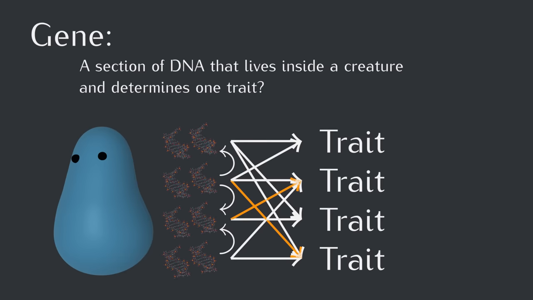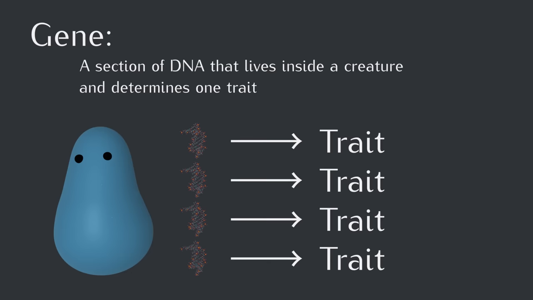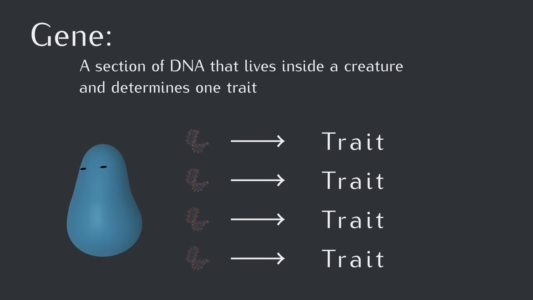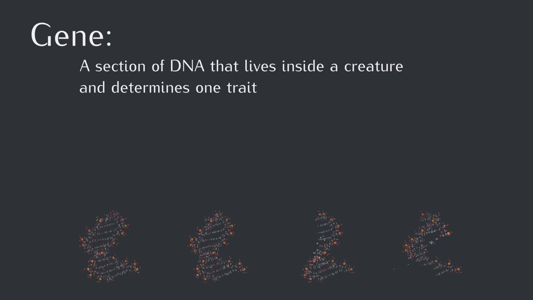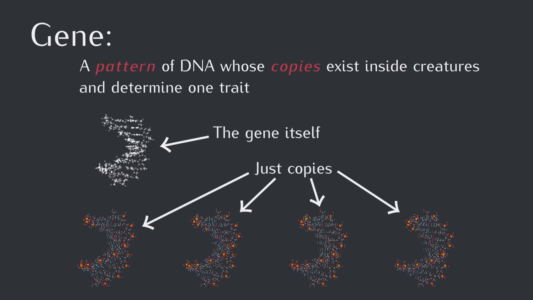But with all that said, our simple definition will make it easier to think about some basic principles which still apply in the more complicated reality. And our definition needs one final tweak. A gene isn't really a physical chunk of DNA. It's actually a pattern of DNA that can exist in many copies, which might be in several bodies at once or over time. So while a creature only lives once, a gene is potentially immortal.